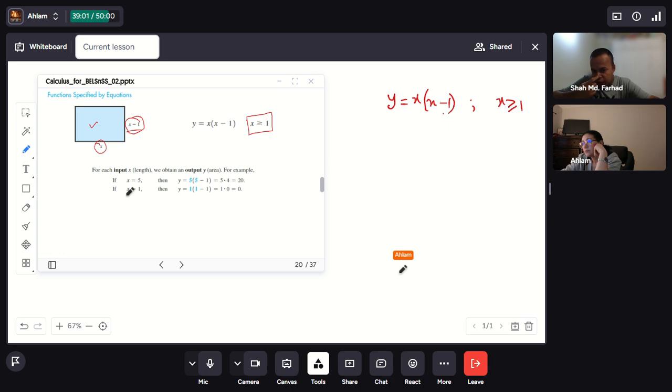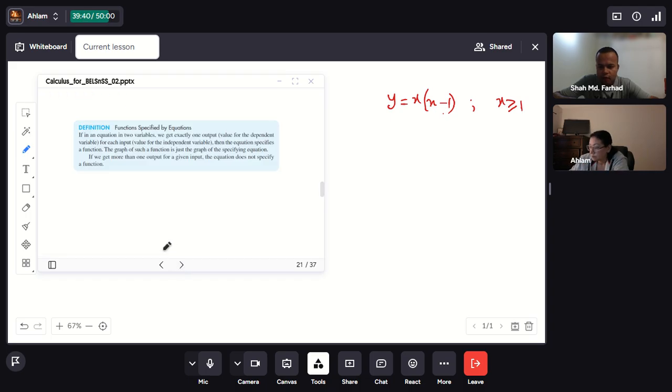Now from here, for each input, we can call this one a function also. If we try to verify it, then for each input x, we have an output, the area y. We are calling y the area. So for x equals 5, we have y equals 20. For x equals 1, we have y equals 0.